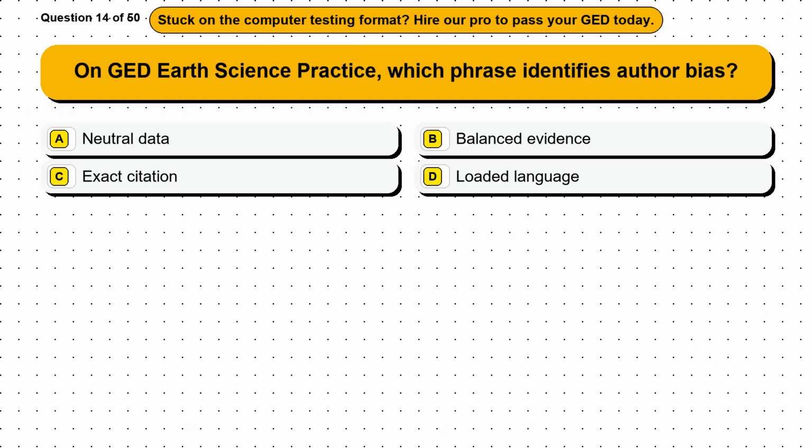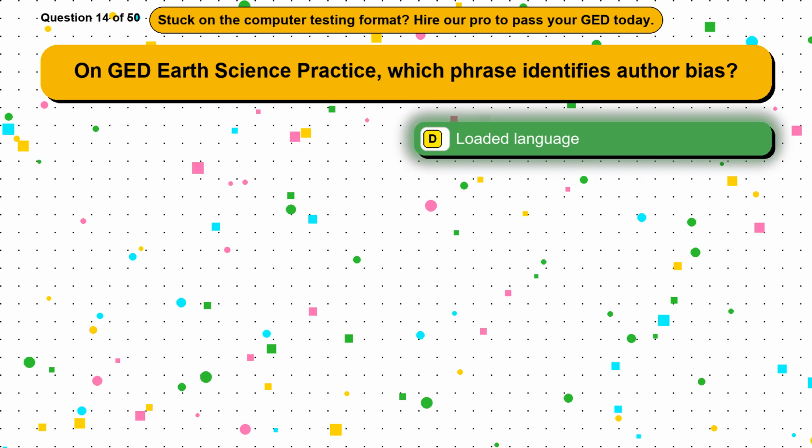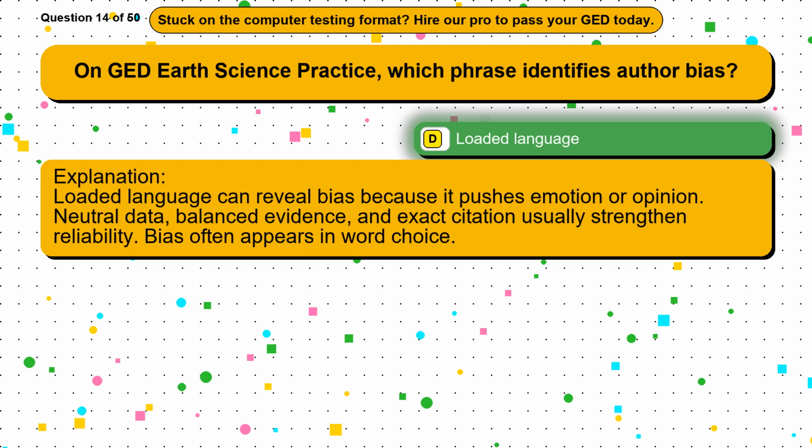Question 14. On GED Earth Science Practice, which phrase identifies author bias? Option A. Neutral data. Option B. Balanced evidence. Option C. Exact citation. Option D. Loaded language. The correct answer is option D. Loaded language can reveal bias because it pushes emotion or opinion. Neutral data, balanced evidence, and exact citation usually strengthen reliability. Bias often appears in word choice.